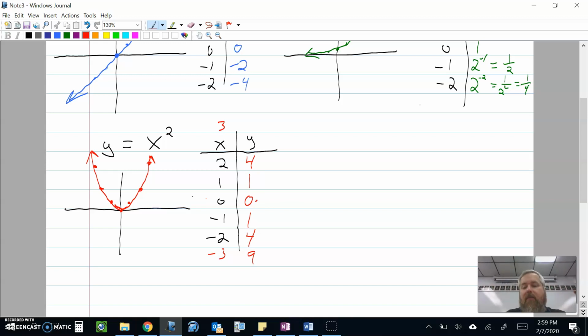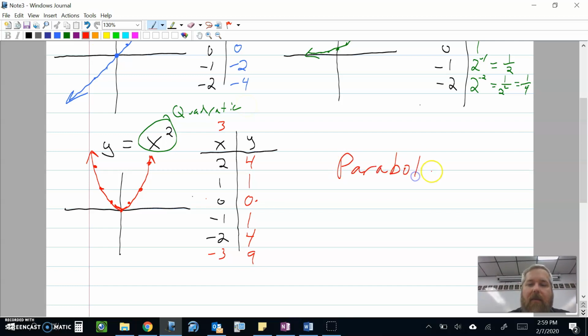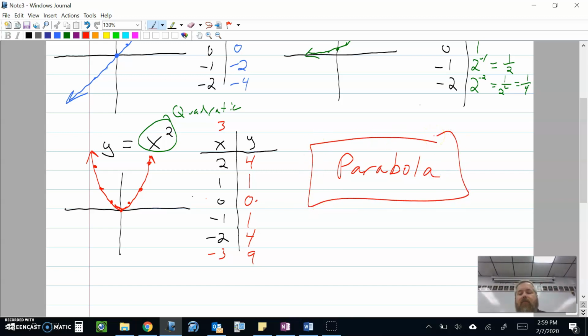And this U shape, this is a quadratic. A quadratic is anything that is squared. X squared is a quadratic, so this is a quadratic, but the shape itself is called a parabola. A parabola. And that's what Unit 8 is going to be all about. Actually, Unit 8 and 9, the rest of the year. Not the rest of it, but a lot of this is going to be about parabolas.